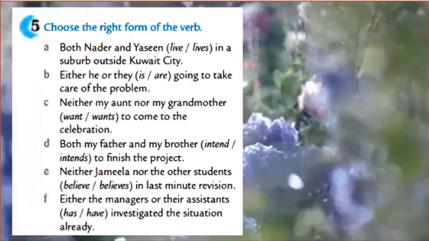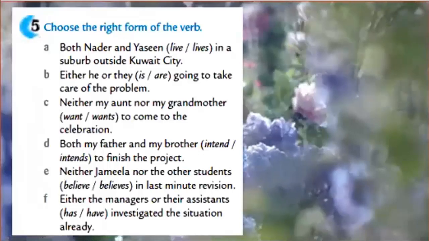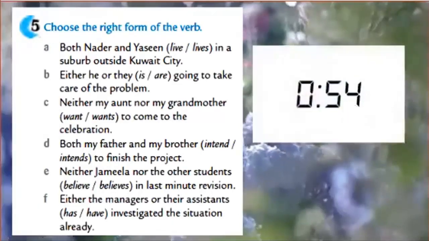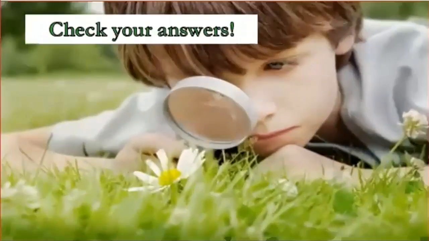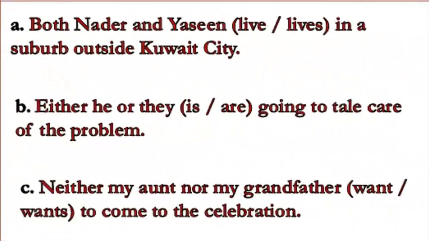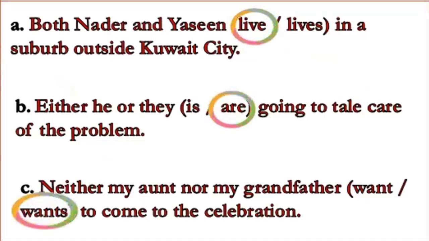exercise 5. Choose the right form of the verb. Either he or they are going to solve the problem. We can use are. Exactly.